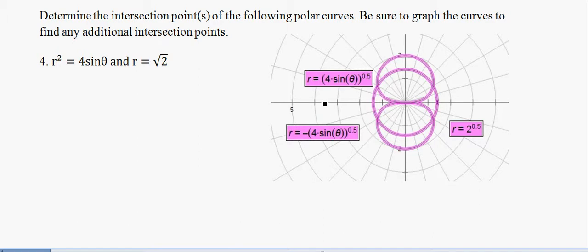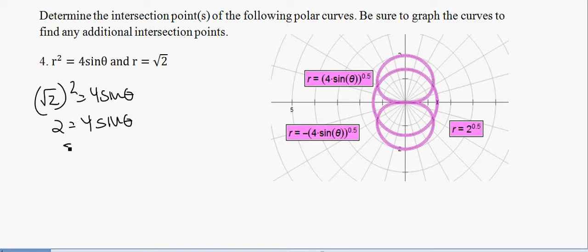So much like any other systems of equations, you either set them equal to each other or do some substitution. In this case, I'm going to do some substitution. So I'm going to take radical 2 and plug it into r squared. So I get radical 2 squared equals 4 sine theta. And that just gives me 2 equals 4 sine theta, and sine theta equals a half. And theta is equal to pi over 6 and 5 pi over 6.